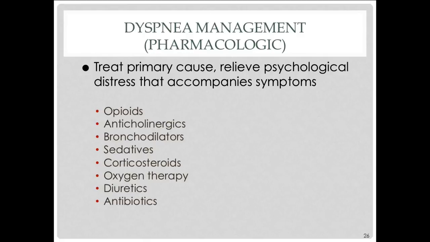Bronchodilators and corticosteroids are going to help with breathing. Sedatives, again, can decrease that anxiety and restlessness, which can help with breathing. Oxygen is not a standard for all end-of-life patients, but if it is given, give it by nasal cannula, not by mask. Masks can be frightening if you're already feeling like you're having a hard time breathing. Diuretics are given for fluid overload that might be making it difficult for lung expansion. And antibiotics for infection that are causing pain or breathing difficulty.